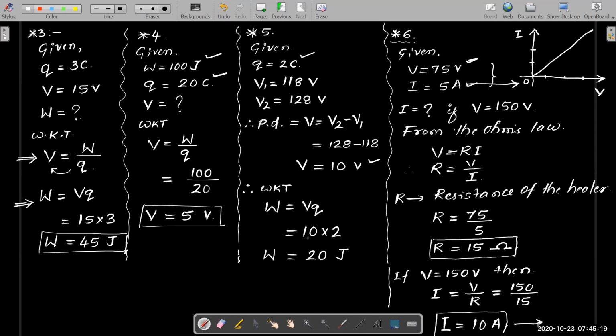Is there any doubt regarding the sixth problem? The sixth problem is based on Ohm's law. I'm considering all the equations which are there in the chapter, so related to all those equations, I'm taking the problems.